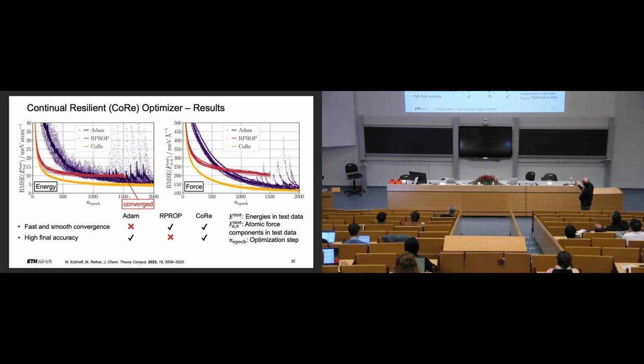So this is the same situation, same data. You see again the Adam and the RPROP data from before, and now with this CORE optimizer, we basically achieve what we wanted to have. We quickly converge to the result we wanted. We don't get stuck as in RPROP, and we see a bit of noise, but we don't see as much as in Adam. So this CORE optimizer works very well for the machine learning potentials nowadays.